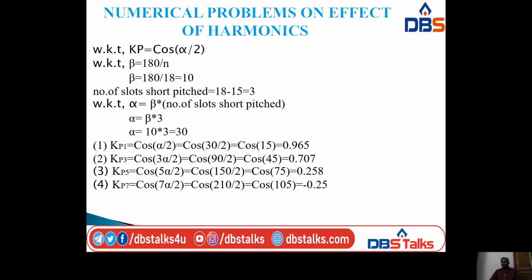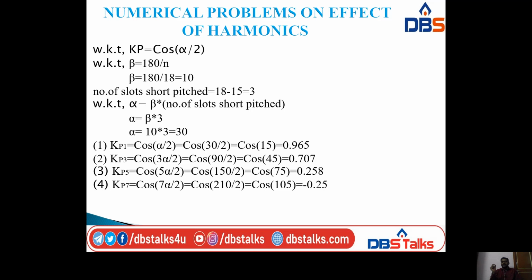So by using these values, we have to calculate the pitch factor for the fundamental component, third harmonic component, fifth harmonic component, and seventh harmonic component. Firstly, we will see the pitch factor for the fundamental component. You know the formula, effect of harmonics on the pitch factor, that is cos x alpha by 2. Here we will take the fundamental component, that is x value is 1. Here x is equal to 1. Substitute here cos 1 into alpha by 2, that is cos 30 by 2, that is equal to cos 15. From the trigonometric functions we have cos 15 is equal to 0.965.